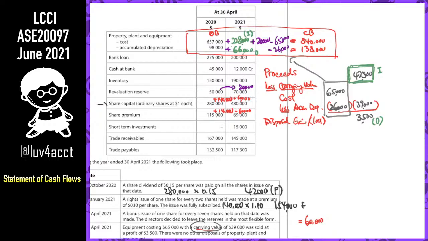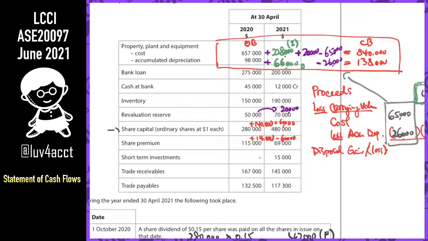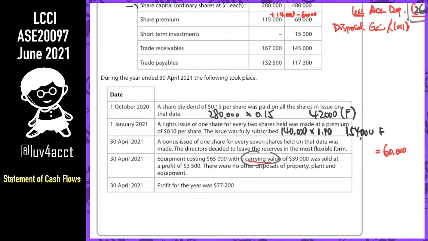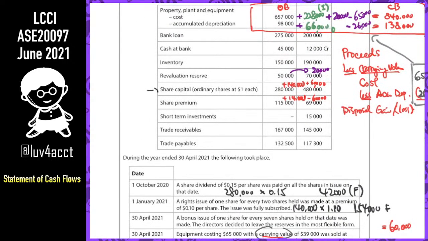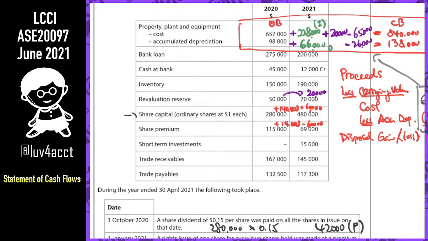Let me use maybe orange. After the disposal, you have one last item related to the profit for the year given to you directly, 77200. It is our first item for our reconciliation of profit to operating activities cash flows. But then we still have to deal with the remaining items. Bank loan from 275 to 200. There is a decrease of 75,000.